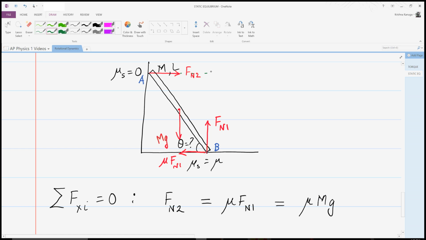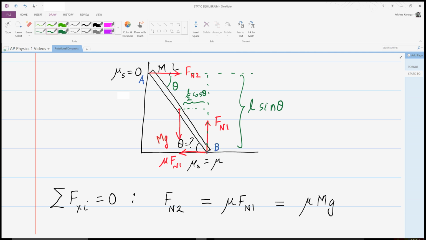Okay, if I were to extend Fn2, then its perpendicular distance from the point B is simply one of the sides of this right angle triangle, and the way theta is labeled, we realize that this distance is simply going to be equal to L times sine of theta. So that makes life easy. On the other hand, the perpendicular distance of mg from B is equal to L over 2 times cosine of theta. So you can work this out and obtain these two results.